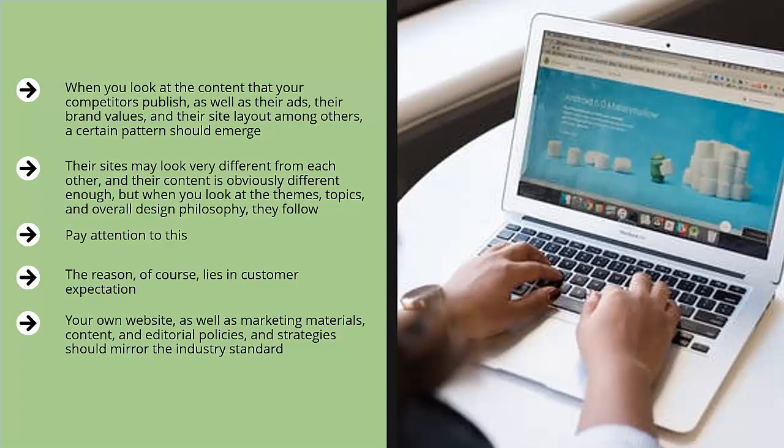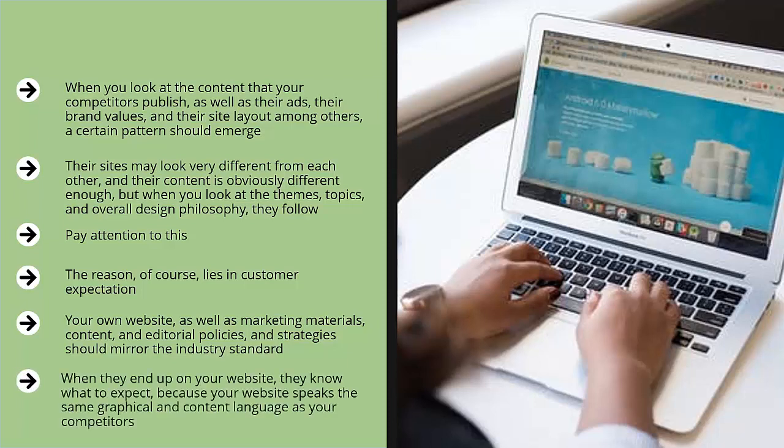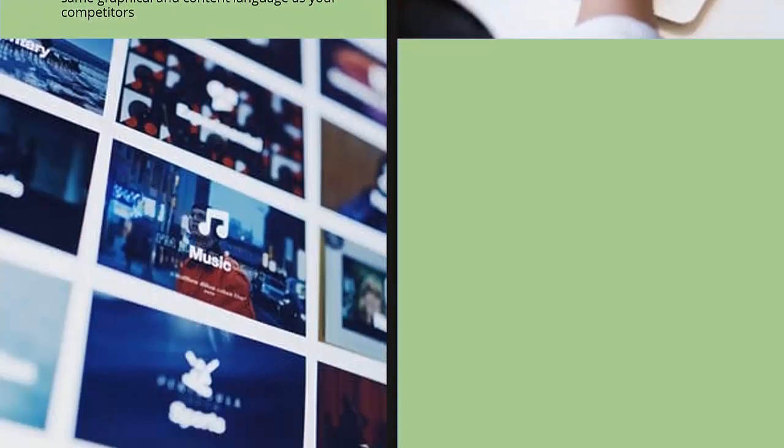In other words, when people end up at your website from search engines or social media or other traffic sources, they're not in for a shock. If they have been looking for the kind of merchandise or service you are advertising or promoting, they probably looked at other websites pushing the same things. When they end up on your website, they know what to expect, because your website speaks the same graphical and content language as your competitors. This is the industry standard. You gain instant credibility and legitimacy when your website appears to be in the mainstream of your niche.